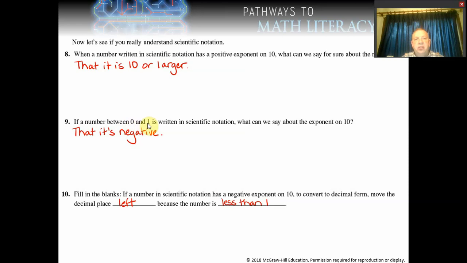A number between 0 and 1 is written in scientific notation. What can we say about the exponent on 10? That it's going to be negative. So if I had 0.5, I would move that decimal place over: 5 times 10 to the negative 1 in scientific notation. Okay. So if a number in scientific notation has a negative exponent on 10, to convert to decimal form, move the decimal place left because the number is less than 1.